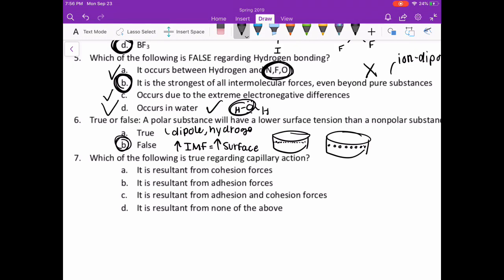Which of the following is true regarding capillary action? Results from cohesive forces, adhesive forces, or it's a result of both. Capillary action is basically the tendency of a liquid to flow up a straw, and that's going to result from both adhesion and cohesion forces, right? So adhesion is sticking to the walls, and cohesion is sticking to its friends. I think of cohesion as a cohort, a cohort of molecules.